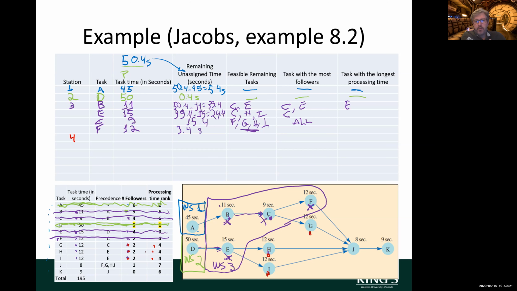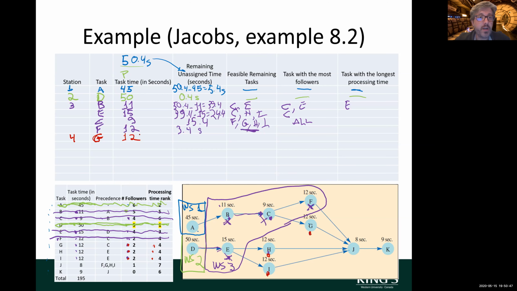Okay, so what is it that I can do at this moment in time? I selected F, so now I'm going to pick one of these 3 to start my iteration, right? And I'm going to select task G. So task G is 12 seconds.